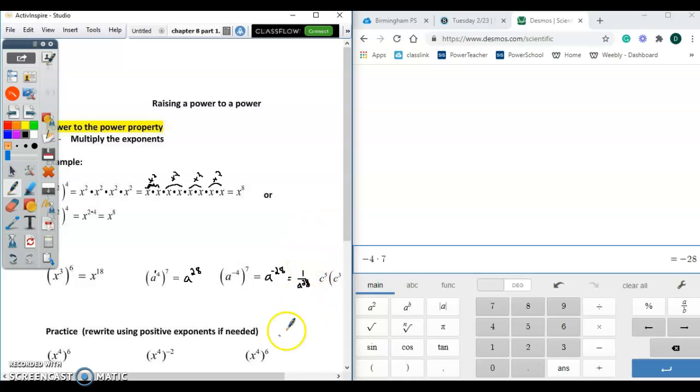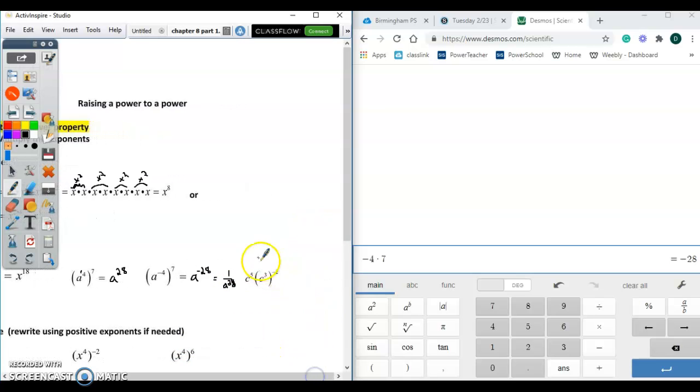All right, and then over here we have c to the third, to the negative second, and c to the fifth. So this is actually kind of taking a step further. All we're going to do is multiply this negative 2 times the 3, and we're going to keep that c to the fifth. So watch what happens here. C to the fifth, negative 2 times 3 would be c to the negative 6. Okay, so I just simplified that.